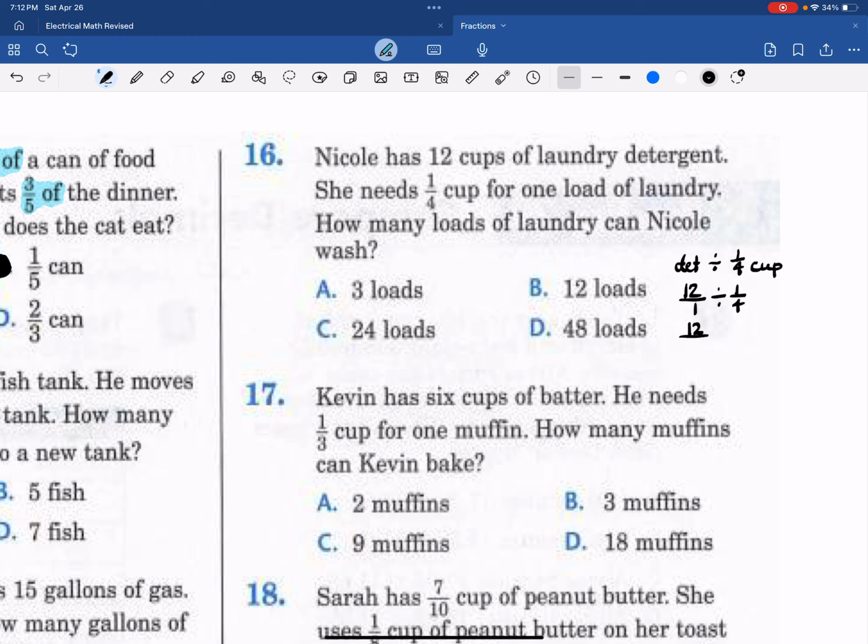So 12/1 times 4/1 is 48/1, or 48 loads of laundry. So essentially on this one, let's look at a cup. And I know she has 12 of these. She's going to take 1 cup and she's going to divide it into 1/4 cups for 1 load. And we have 12 of these.